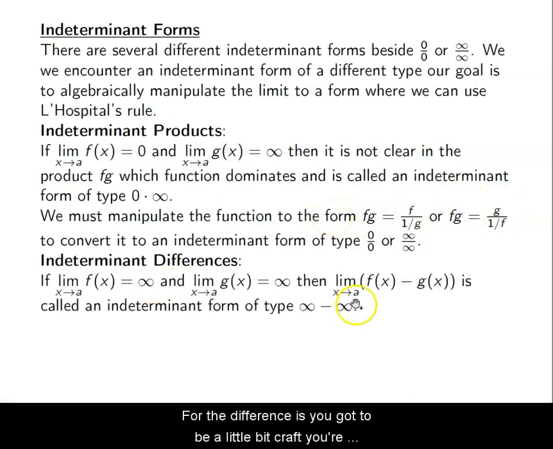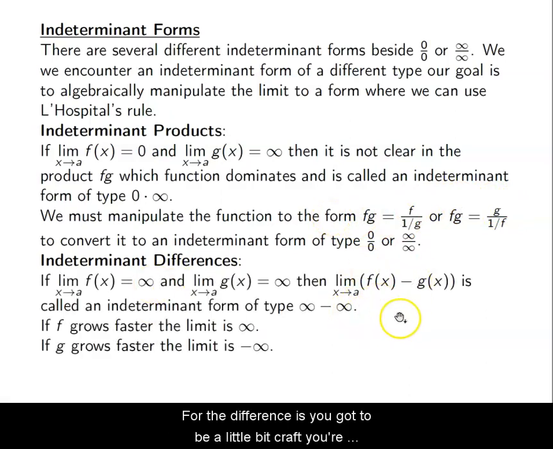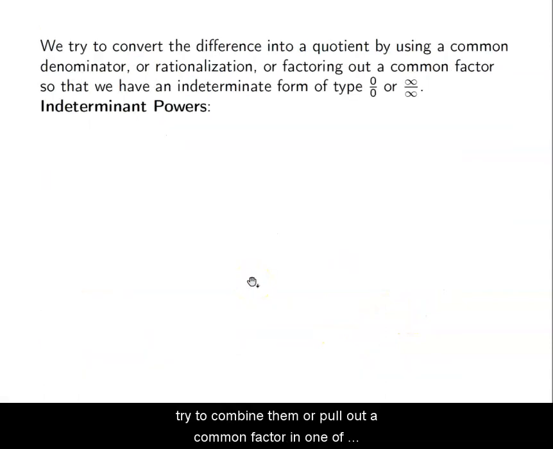For the differences, you've got to be a little bit craftier here. Either rationalize or pull out a factor. If it's a quotient minus another quotient, then you try to combine them or pull out a common factor. One of those two should help you out.